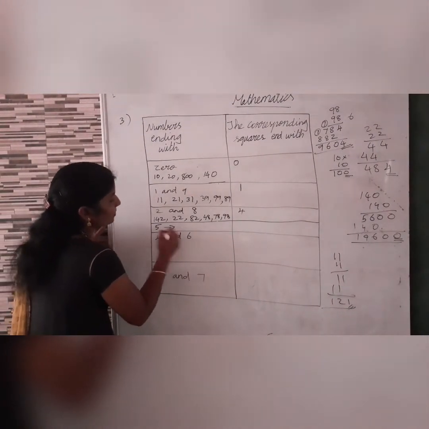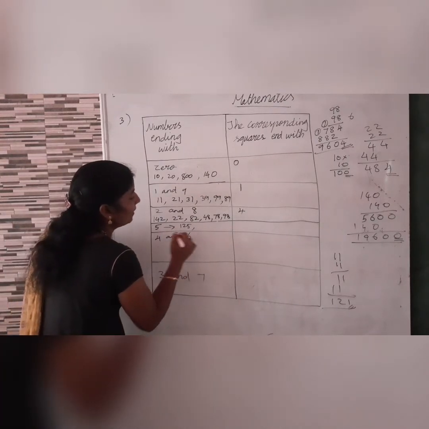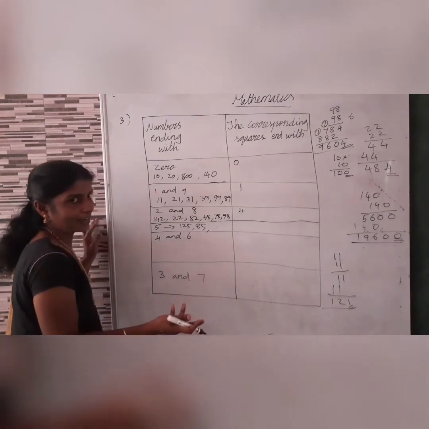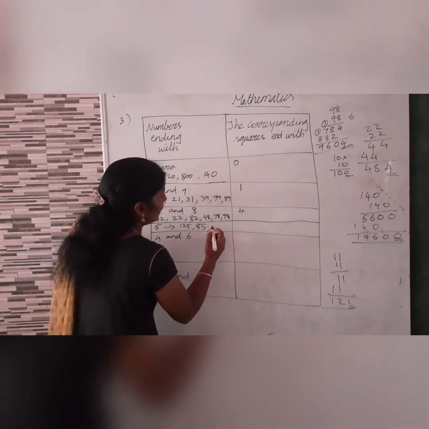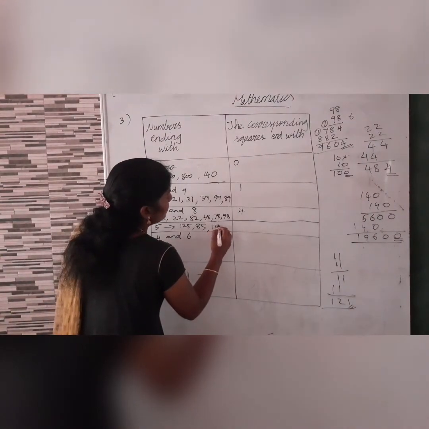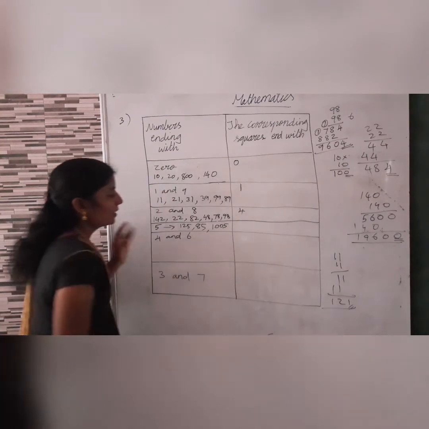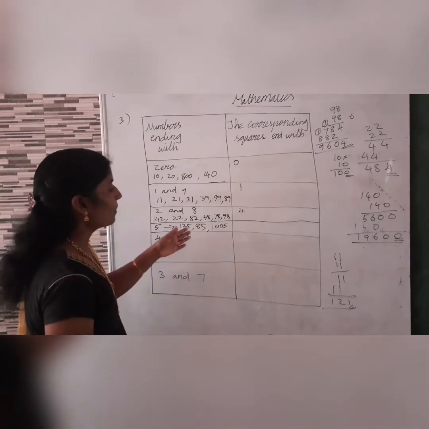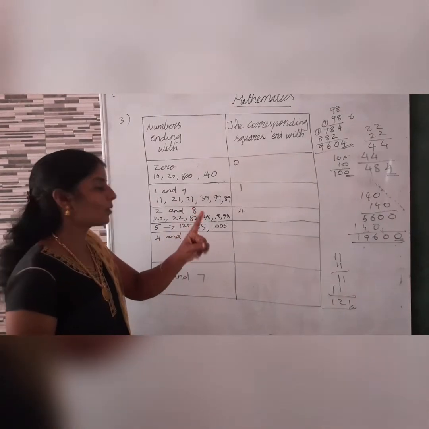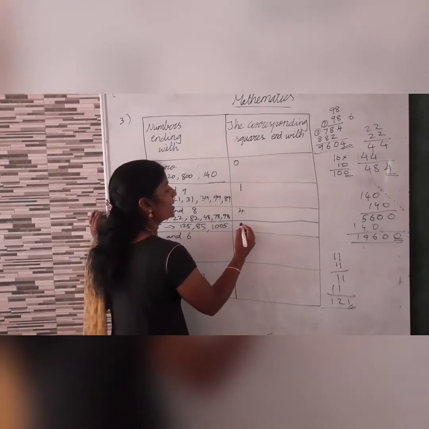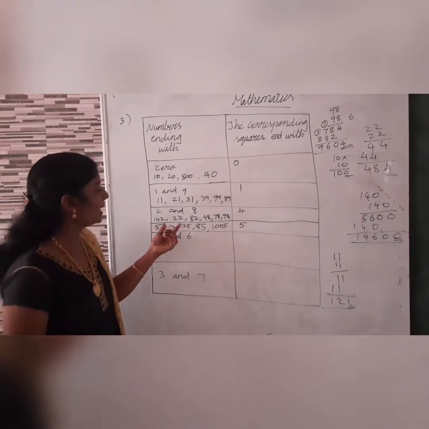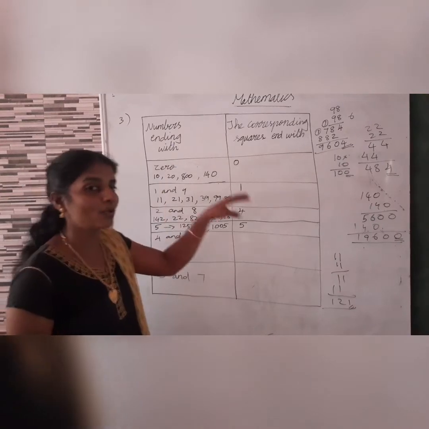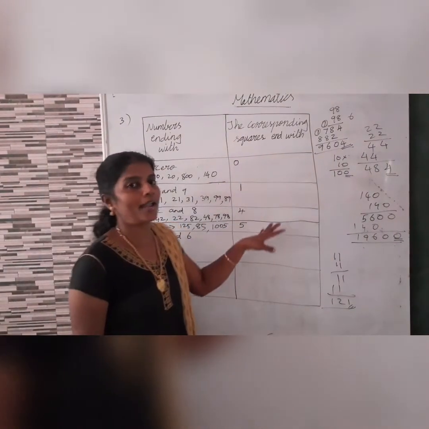Now 5. 125, 85, 5 also we can take. 5 fives are 25. 25 means the ones place is 5, isn't it? Now 1005. What's the ones place? 125 into 125, you can multiply, the ones place is 5. Always 5. If you take any number ending with 5, the corresponding squares also end with 5.